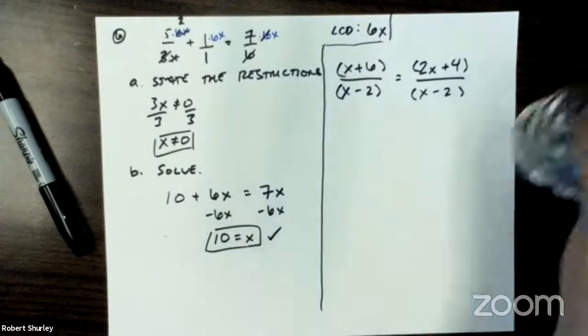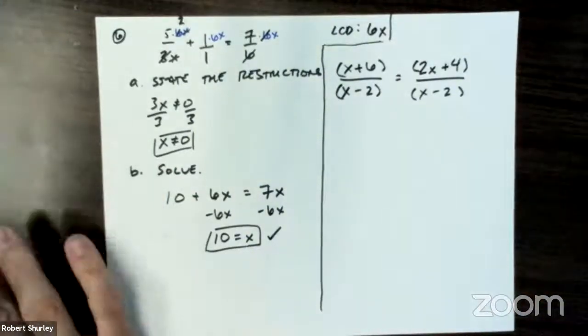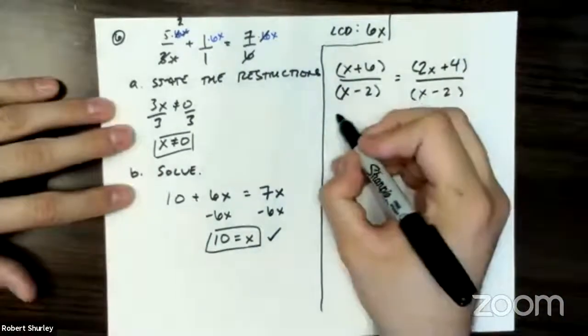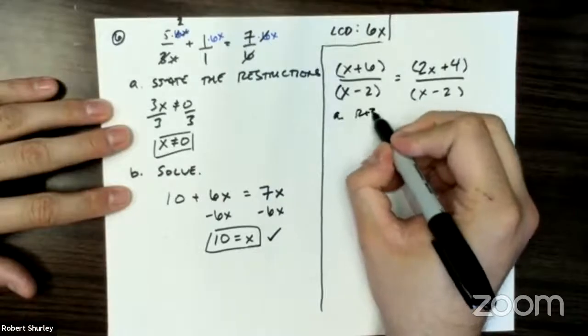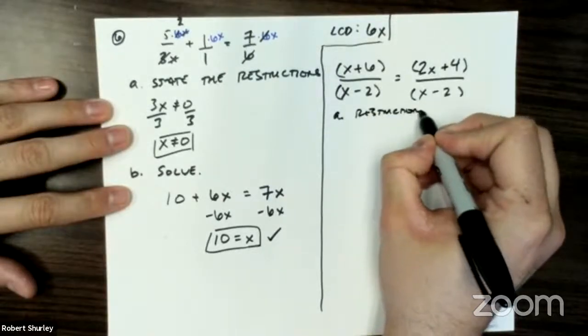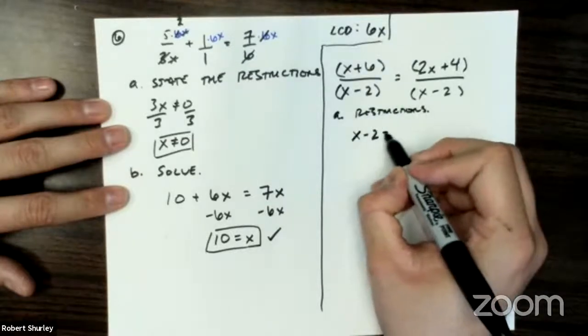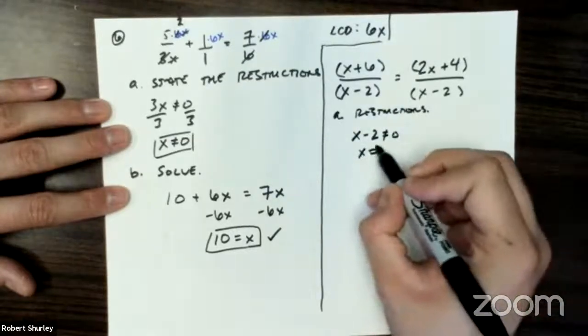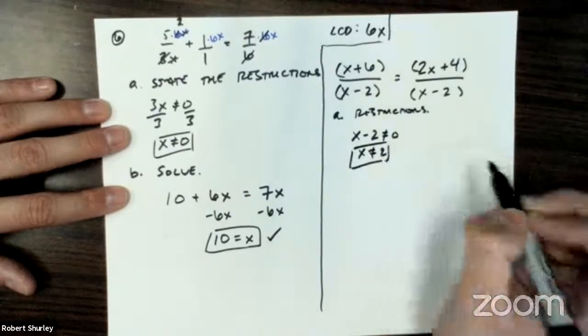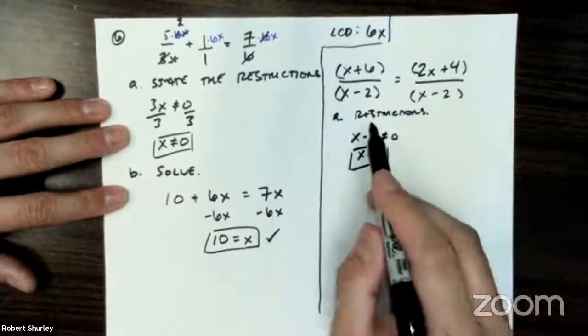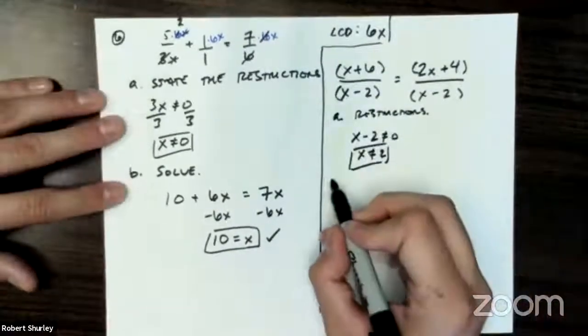Okay, so what to do next? Oh yeah, let's say the restrictions. Well, it's the same denominator, so we only have to write it once. x minus 2 can't be 0, so x cannot be 2. Okay, so that's my restriction, and they're the same, so I'm just not going to write it twice.